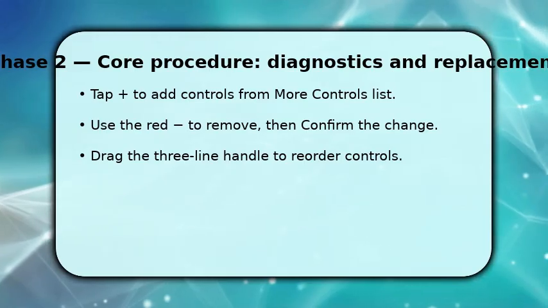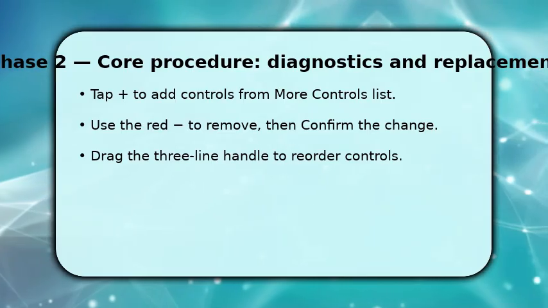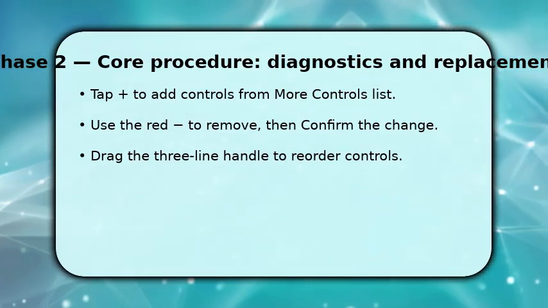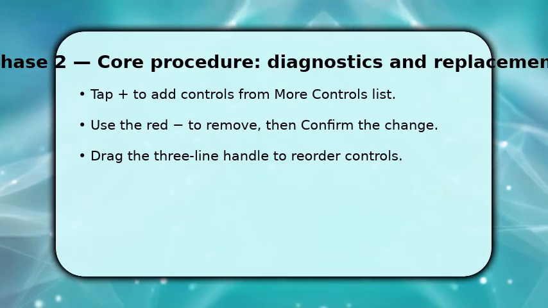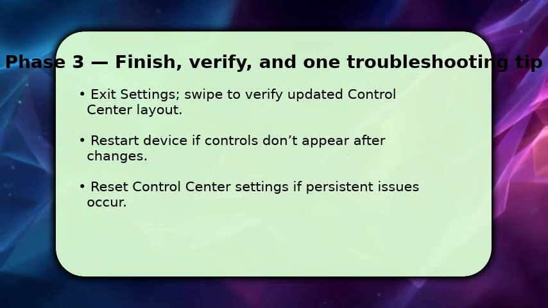For ordering, press and hold the 3-line handle, then drag a control where it's easiest to reach. Place primary tools at the top. Make deliberate organization choices for reaching a control, and finish by exiting Settings and swiping to open Control Center.